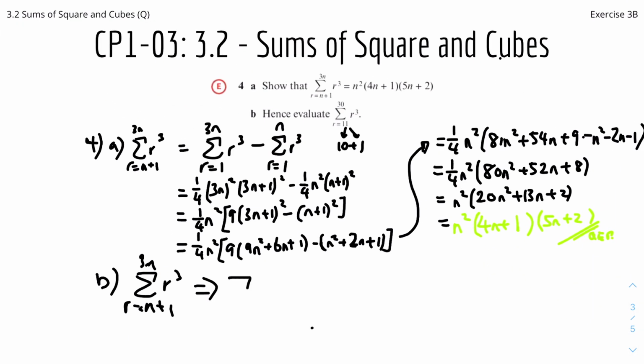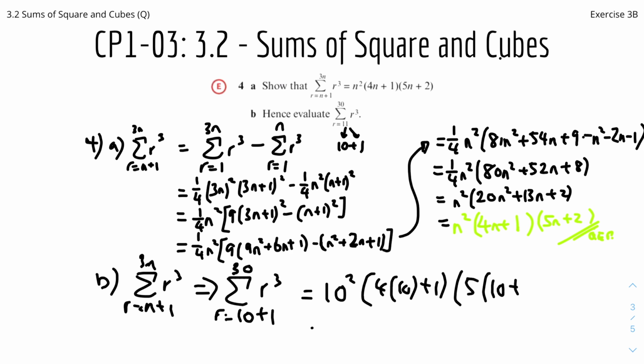Therefore, it will be equal to the sum of r cubed from r equals 10 plus 1 to 30. And in this case, n equals 10, right? So we can substitute 10 into the equation: 10 squared times 4 times 10 plus 1 times 4 times 10 plus 2. Let me type this into my calculator: 10 squared times 40 plus 1 times 50 plus 2. Let me bracket this, 50 plus 2. And this gets us 213,200, like so.